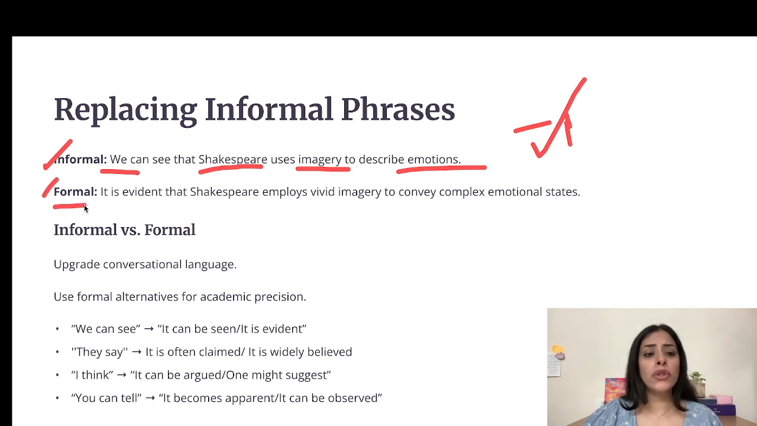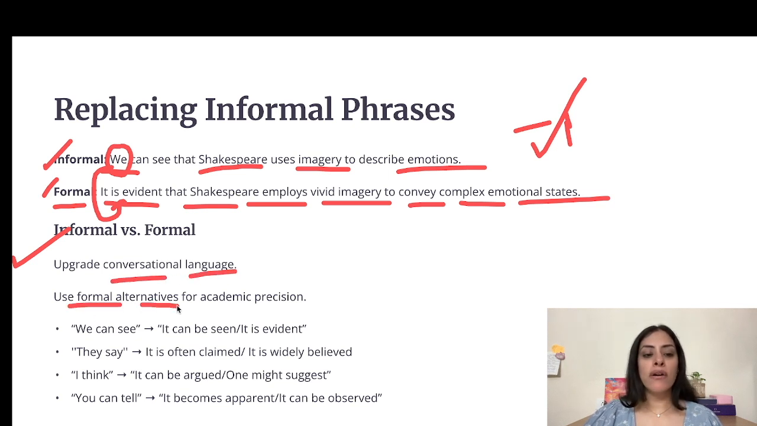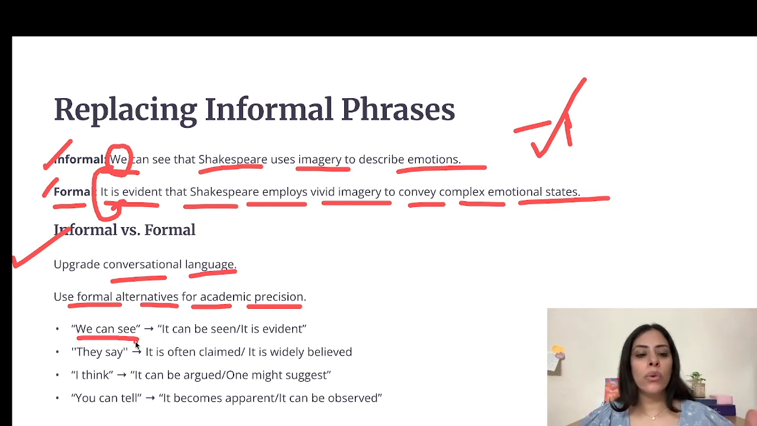So, a more formal tone would be: it is evident that Shakespeare employs vivid imagery to convey complex emotional states. Right? Now, that's more descriptive and formal at the same time. The major change was that we replaced we with it is evident. So, similarly, we are going to upgrade our conversational language. For instance, we can use these following formal alternatives for academic precision. Now, instead of writing we can see, you should always go with it can be seen or it is evident.